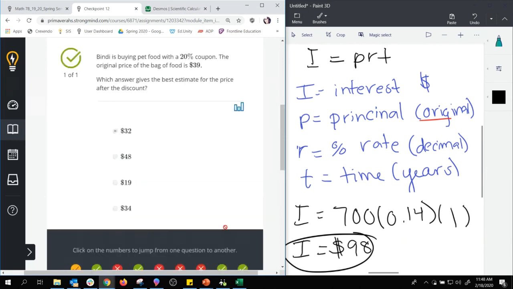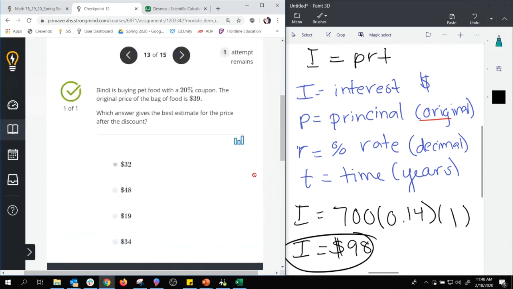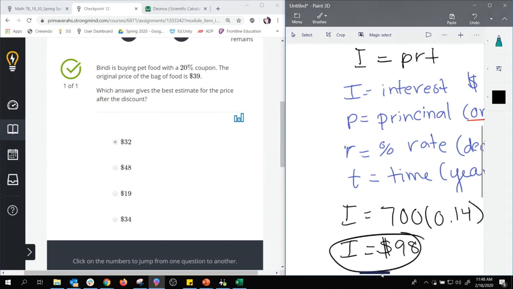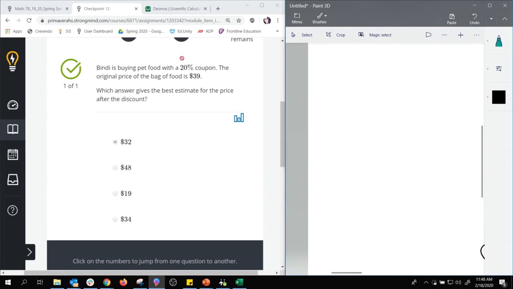We have 3 more. All right, Bindi wants to buy pet food with the 20% off coupon. The original price of the bag of food is $39. Which answer gives the best estimate for the price after the discount? Okay, so again, we have a discount of 20% and a whole number. What would I do with these two numbers? Multiply them. So I have 39 times 20%.